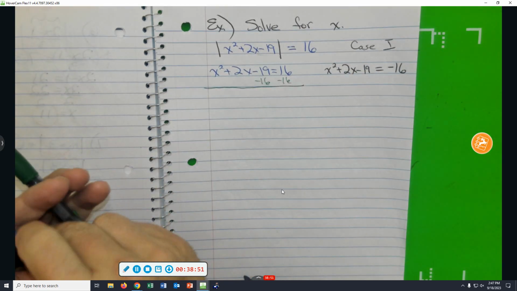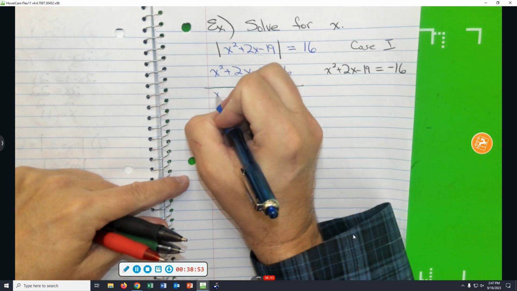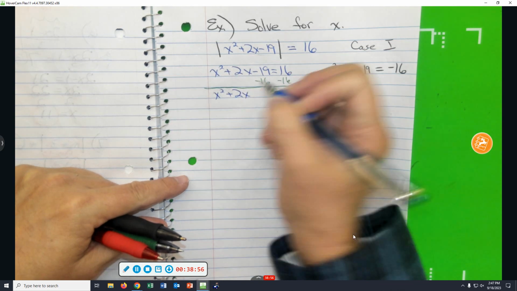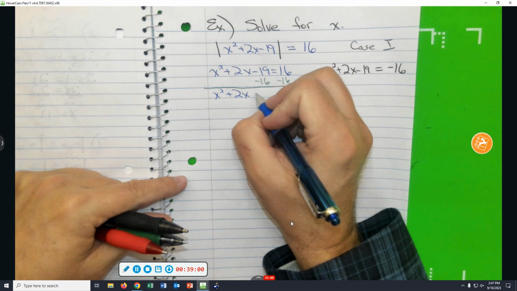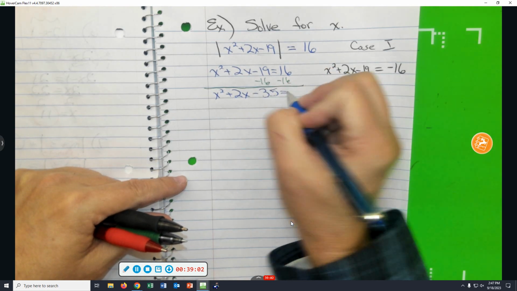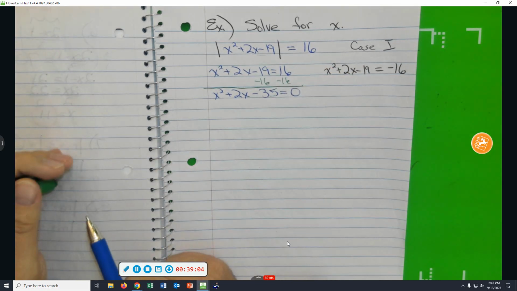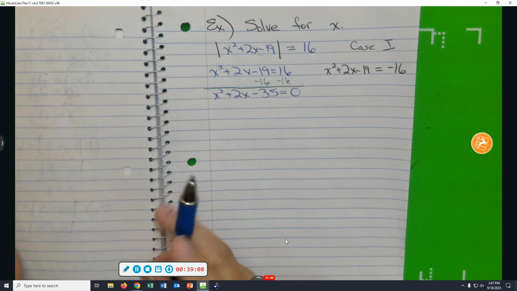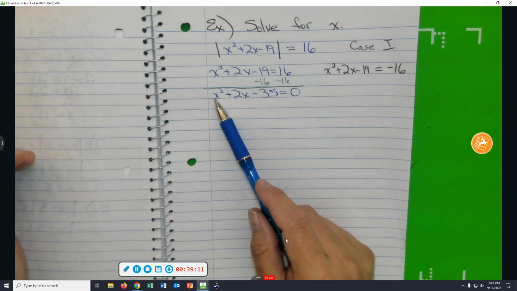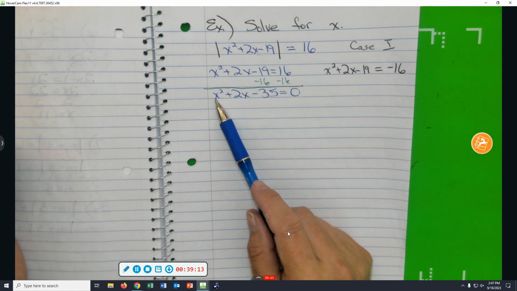And that'll give me an x squared plus 2x. Negative 19 minus 16, is that a minus 35? Equals 0. This isn't that bad. It's a simple trinomial. I think we can factor this.